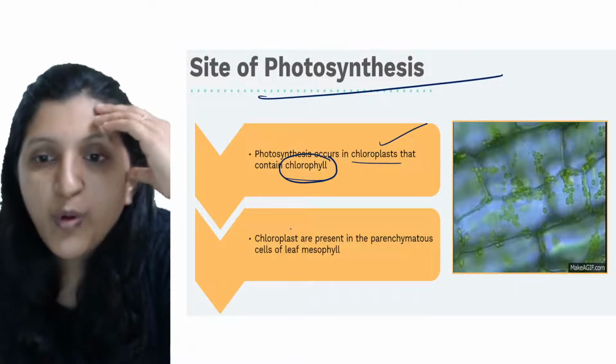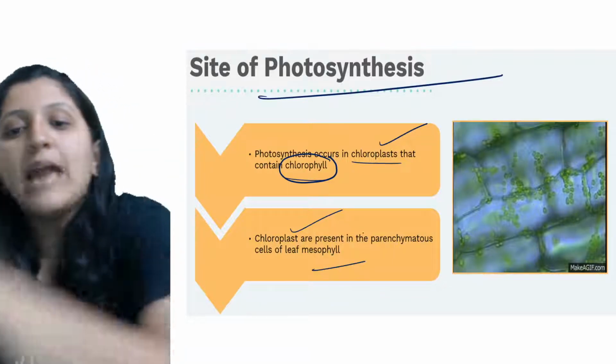So now chloroplasts are present in the parenchymatous cells of the leaf mesophyll. So where exactly do you find that leaf mesophyll? Let me just draw this.